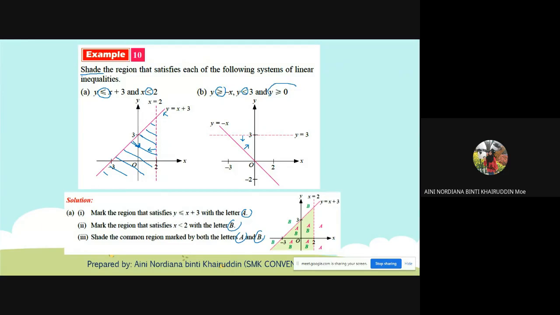Okay. This is y equals to 0. Y equals to 0 is the x-axis. This one you must remember. Y equals to 0 is the x-axis. X equals to 0 is the y-axis. So this is y equals to 0. They did not label it, which means they want you to know it yourself.